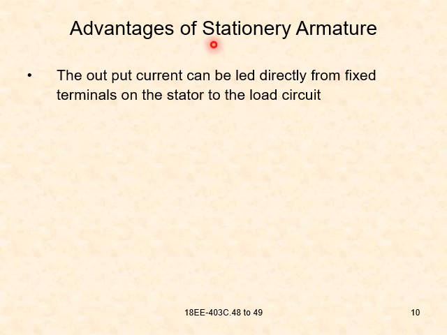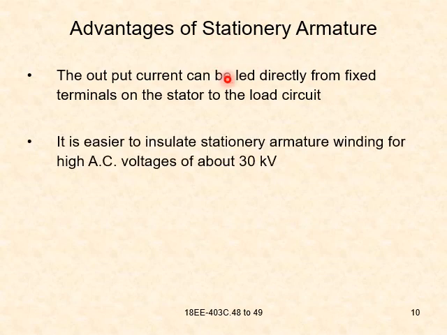Why is it done? Since the armature is stationary, it is easier to insulate a stationary armature winding for high AC voltages of about 30 kV. Since it is stationary, it is very easy to insulate the stationary armature winding for high AC voltages of about 30 kV.